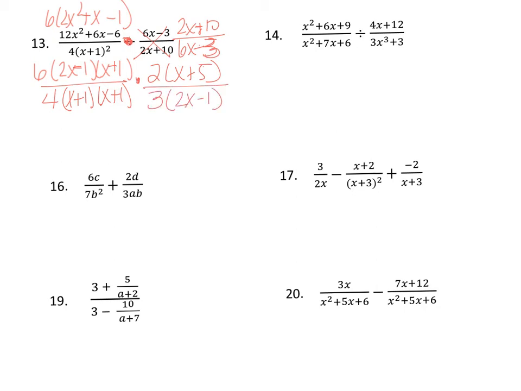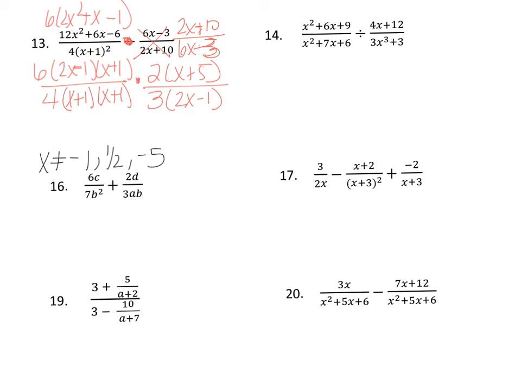So my domain restrictions are that x cannot equal negative 1. From this one, it would give me a domain restriction of positive 1/2 if I solve it equal to 0. And then the numerator on the number I divided by. So we also have to look at x plus 5, so it can also not equal negative 5.